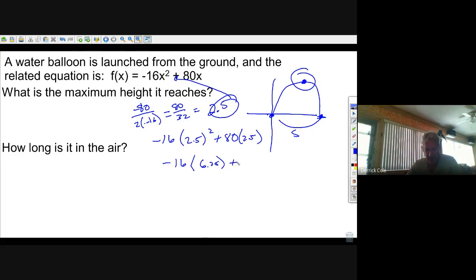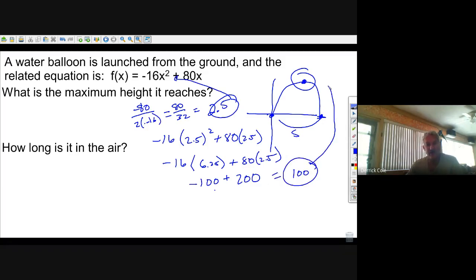6.25. Plus 80 times 2.5. So negative 16 times 6.25 is negative 100. And 80 times 2.5 is 200. Negative 100 plus 200 is 100. 100 feet. That's how high this thing goes. 100 feet, I'm assuming. Okay, we're going to say this is feet.